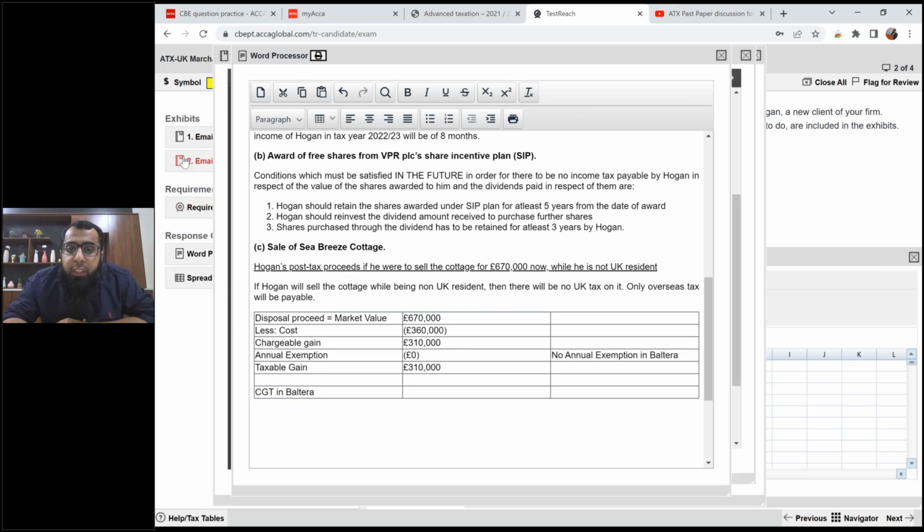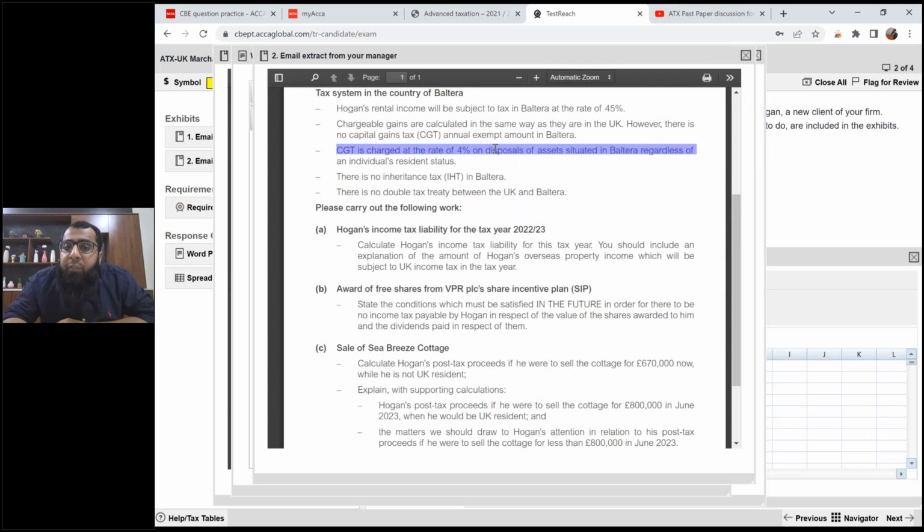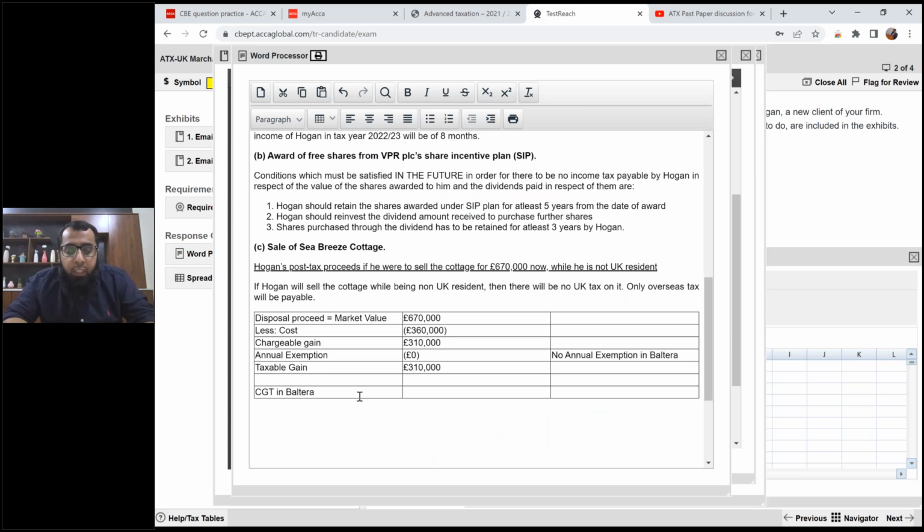What is the rate of CGT? The CGT in Baltira is at 4%. CGT is charged at the rate of 4% on disposal of assets situated in Baltira, regardless of an individual's resident status. So 310,000 into 4%. So it will be £12,400.